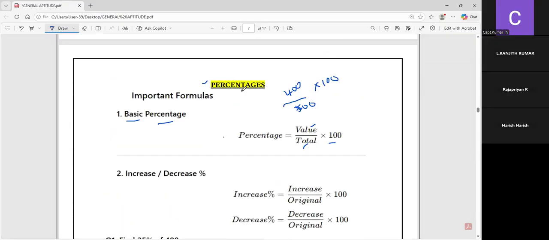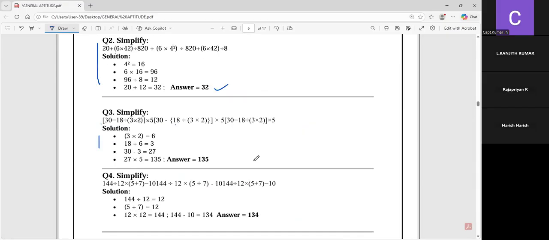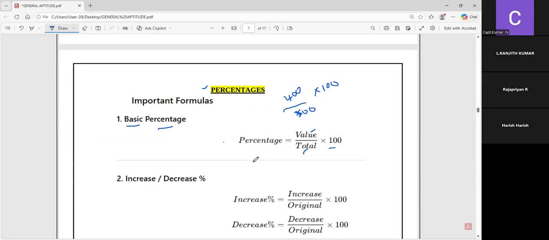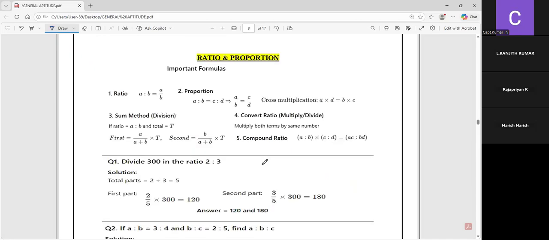Okay. So now we have seen HCF, LCM, percentage, and that is called simplification. The fourth topic is study. These are the important parts. Now we are seeing a very important topic, ratio and proportionality.